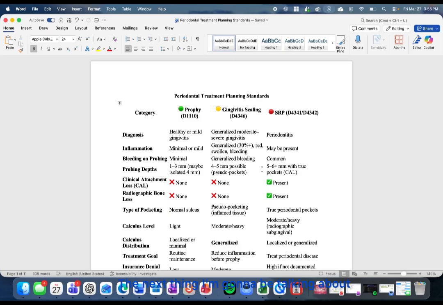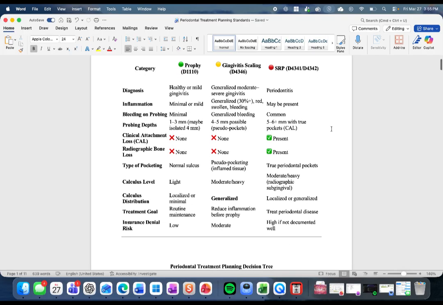The next thing I'm going to be talking about is our periodontal treatment planning standards. There are 3 types of procedures that we can do for our patients under the periodontal treatment planning. There's prophy, gingivitis scaling, and SRP, right? So your typical patient that comes very regularly, with minimal bleeding, maybe some light calculus, light plaque, no clinical attachment loss, no radiographic bone loss. Those are our typical prophy patients. They're very regular, very little bleeding.